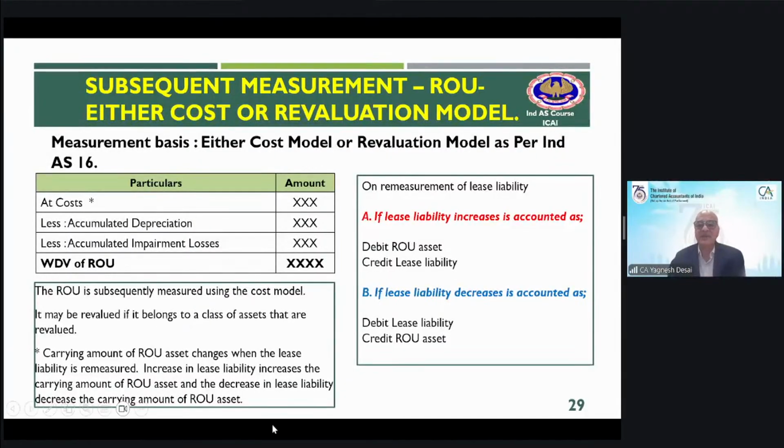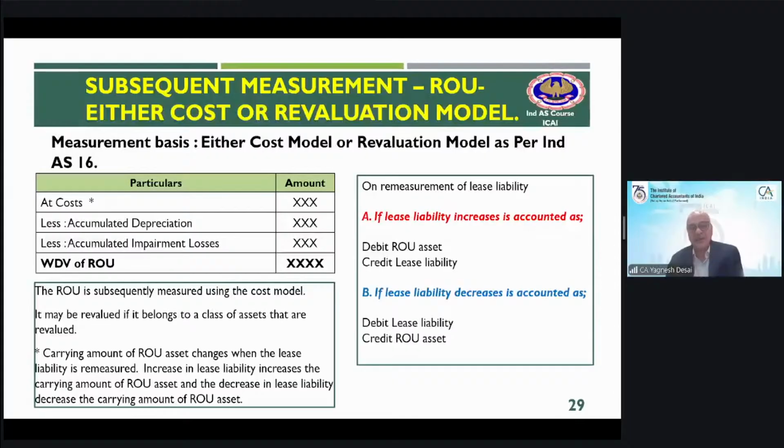On remeasurement of the lease liability, if lease liability increases, it is accounted for as debit ROU asset and credit the lease liability. If the lease liability decreases, it is accounted for as debit the lease liability and credit the ROU asset.